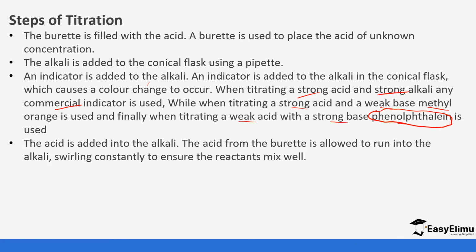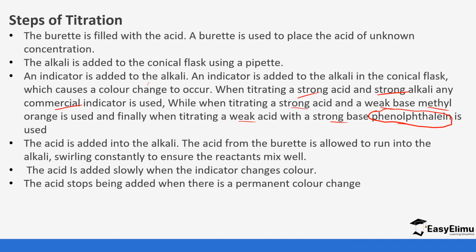So the acid is added into the alkali. The acid from the burette is allowed to run into the alkali, swirling constantly to ensure the reactants mix well. When the color starts to change, we add slowly, drop by drop, and then stop when there's a permanent color change. Then we record the value that we get, which we call the titer, in a table.